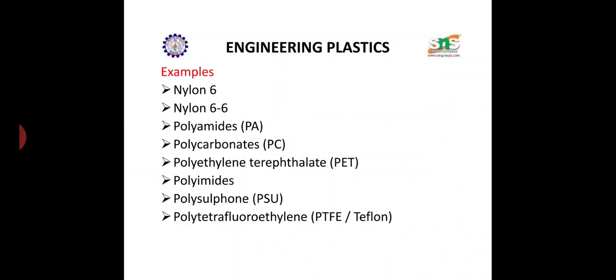But certain things which I listed out here are nylon 6, nylon 66, polyamides, you came across with an example, polycarbonate, just now we had that example. Then PET, polyethylene terephthalate, polyamides, polysulfones, then Teflon, we call it PTFE, polytetrafluoroethylene. You have a lot of plastics like this, Bakelite.